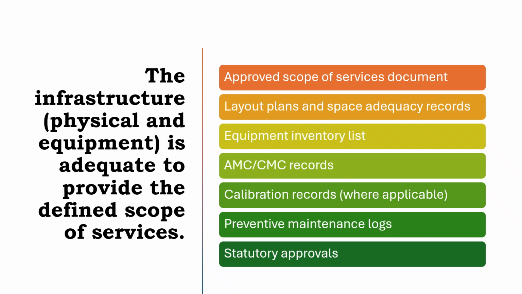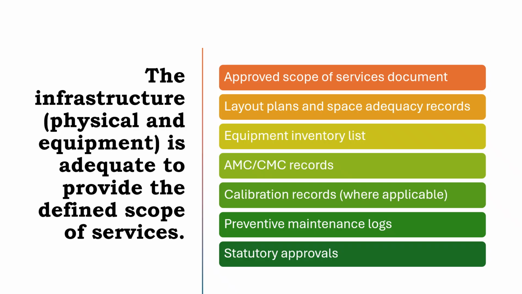The infrastructure means the physical space and equipment adequate to provide as per the defined scope of services. So whatever the scope of services you have, for that you should have the adequate equipment. Whatever tests you are having, for that you have the proper equipment. Your equipment inventory list should be there. Your lab layout plan should be there, like the histopathology department, your biochemistry, your microbiology. So these are all departments. Specific space should be allocated for each department. Equipment should be allocated as per the department. Staff also should be allocated as per that.